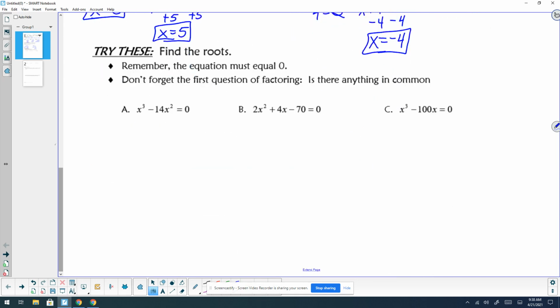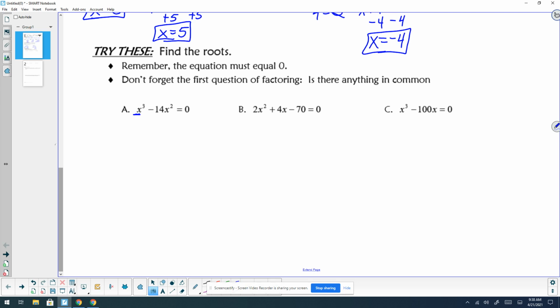Find the roots. Remember, the equation must be equal to 0. Don't forget the first question of factoring: is there anything in common? Every single one of these has at least two different x terms in it, so I cannot use square roots on these problems right now. What I'm going to look to do is find a GCF.